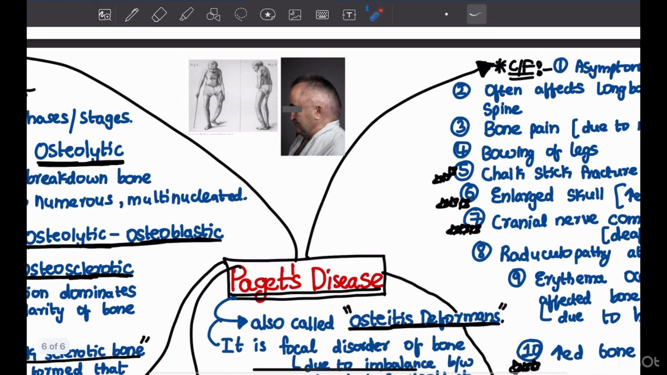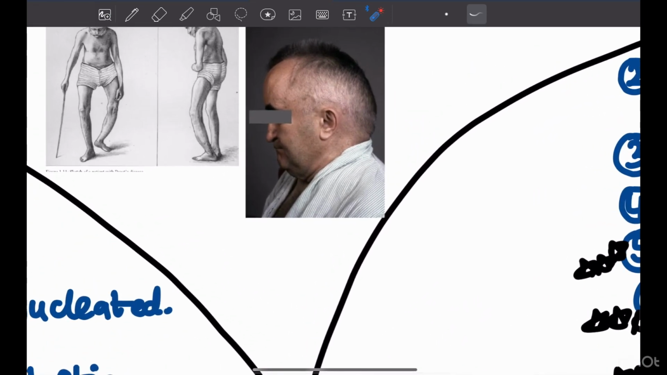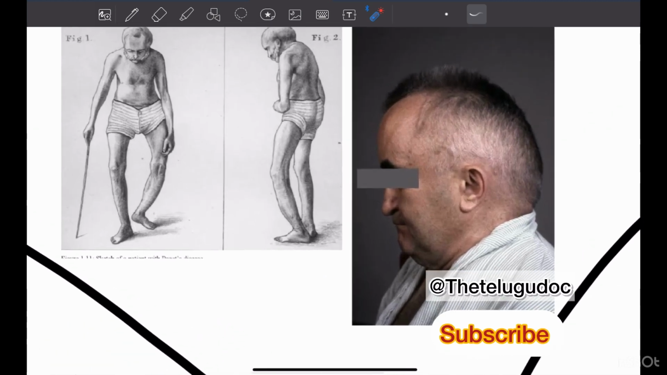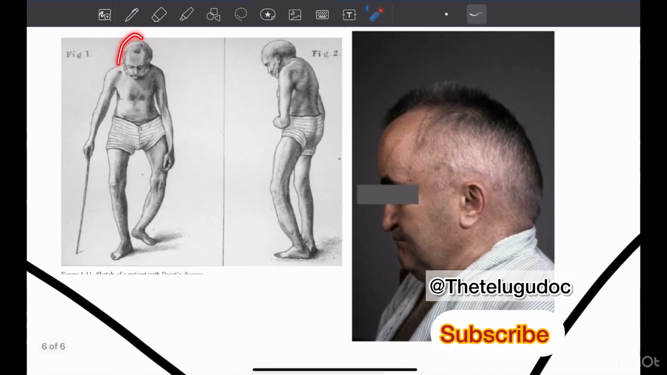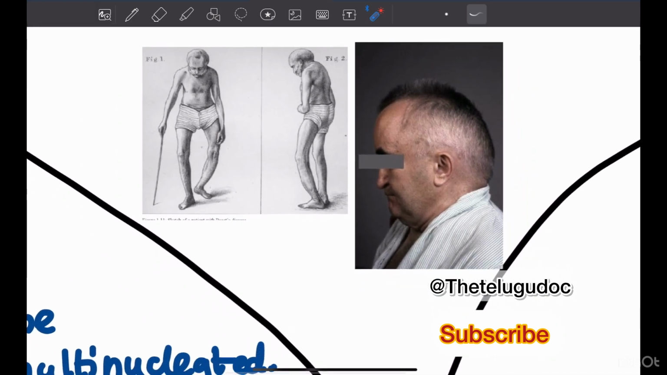Okay, this is a patient with Paget's disease. You can see here increased skull size, increased head size. Okay, this is another patient. Skull size is increased, bowing of legs you can see. Okay, this is how the patient looks like. Always remember this picture in your brain when you study Paget's disease of bone.